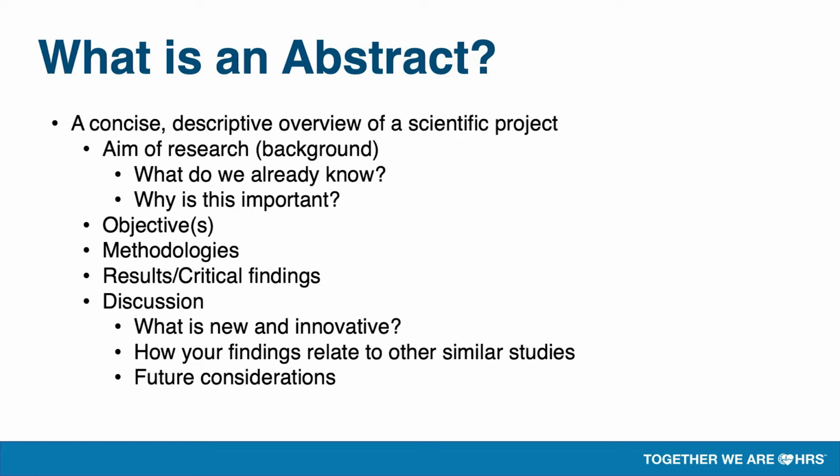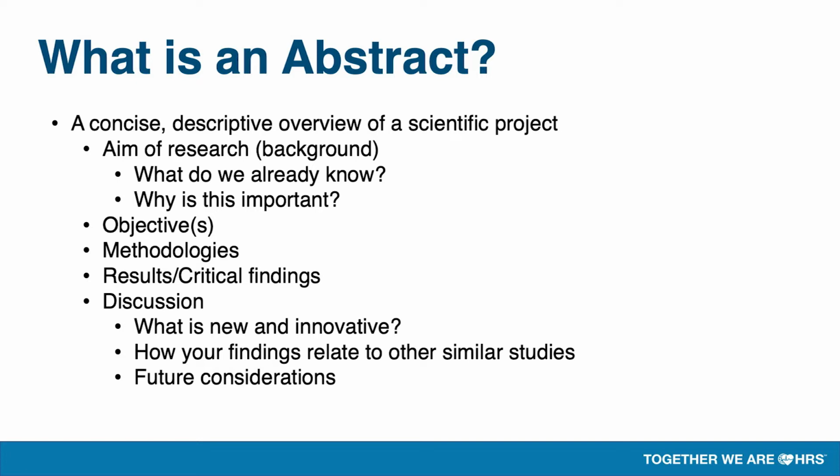The definition of an abstract is basically a concise, descriptive overview of a scientific project. There are several components of an abstract, which include the aim of the research. So what's the background on it? What do we already know? And why is this important? We also look at the objectives. We look at methodologies. So how are we going to accomplish this?